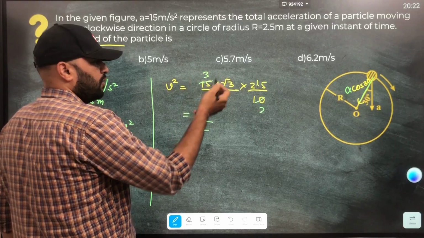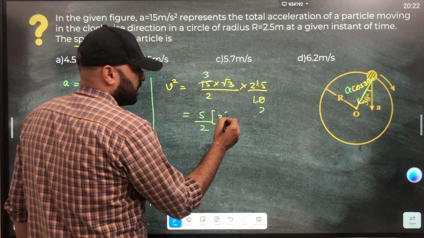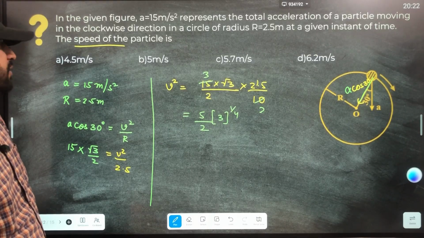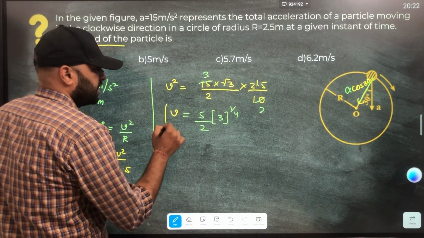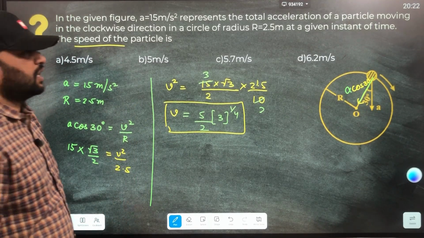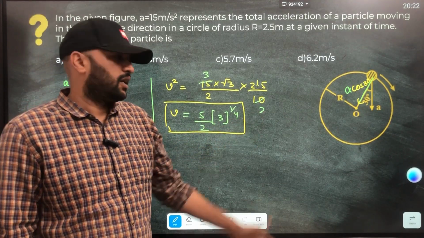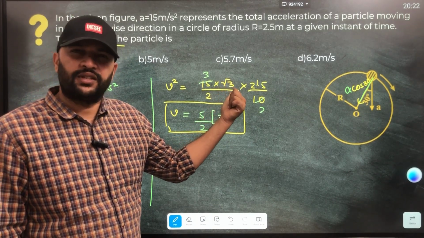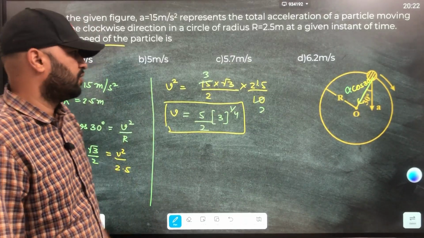And 3 to the power 1 by 2, and whole to the power 1 by 2, gives 3 to the power 1 by 4. Approximately, we can skip it here, we can leave it here. This will be our approximate answer. Now these days they give you even a calculator, so you can use it and figure it out, or otherwise substitute the value of root 3, approximate it as 1.7, and find the value of the root of 1.7.